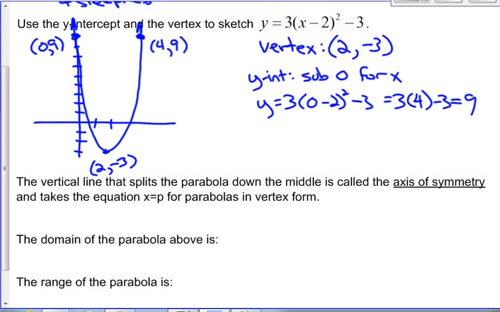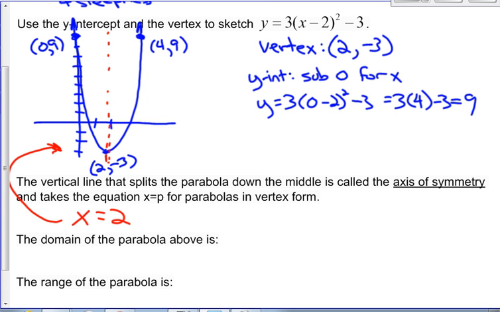There's a vertical line that splits the parabola down the middle, and that's called the axis of symmetry. And it's an easy one to get. Its equation is just x equals whatever the x-coordinate of the vertex is. Everywhere on that red line, x takes a value of 2. So that's going to be our axis of symmetry on this graph.